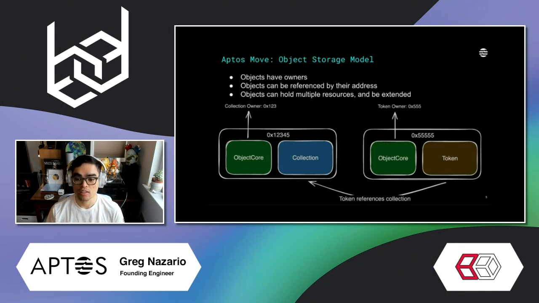And additionally, with resource groups that were added on top of this, it allows for resources to be extended. So now, even though you have a fixed piece of data, you can add extra resources onto it. And now you treat this entire container of resources as one thing that can be moved around with variable data inside of it.